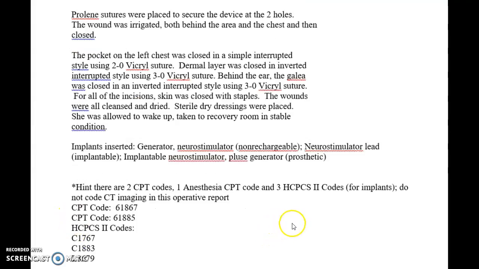There were 3 implant codes on this one, which were also listed below the op note for the generator: C1767, the neurostimulator, non-rechargeable; then the neurostimulator lead, C1883; and then the actual prosthetic for the implantable neurostimulator pulse generator was 118679.